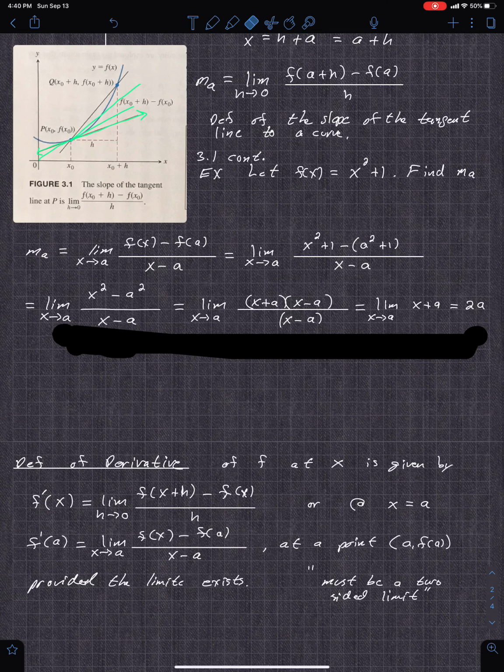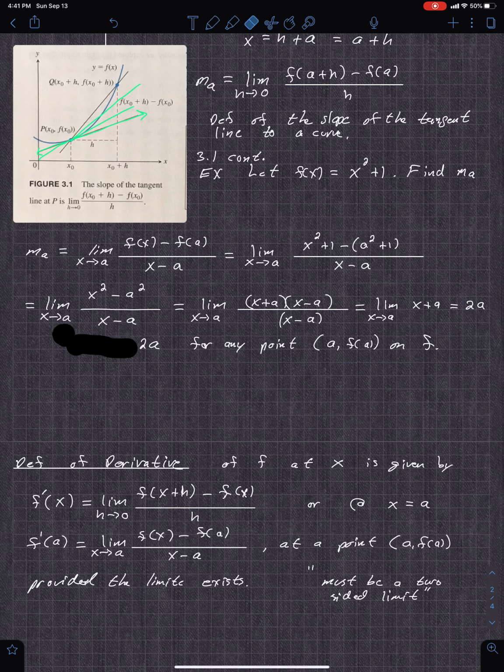So here's your x minus a. You can factor that. That's just a difference of squares, x plus a, x minus a. Those, of course, reduce. Then you're left with this. And then you substitute in your a, because it's a limit, and you get just 2a. The curve is basically a parabola shifted up 1 unit. The slope of the tangent line is 2a for any point on the function f, whatever the value of a is.